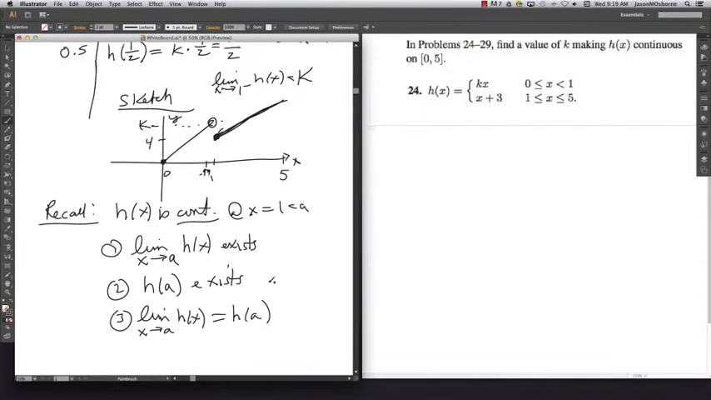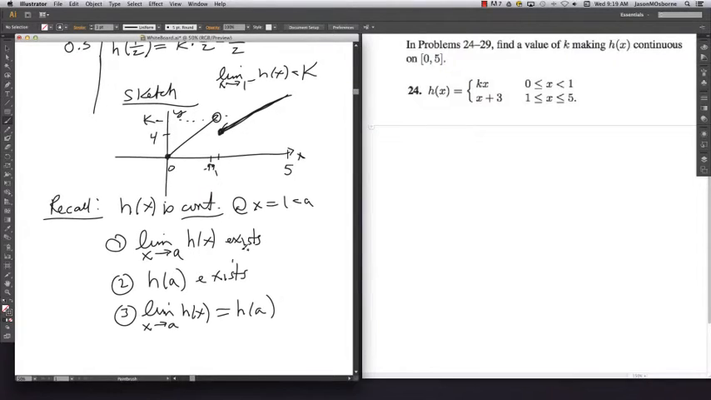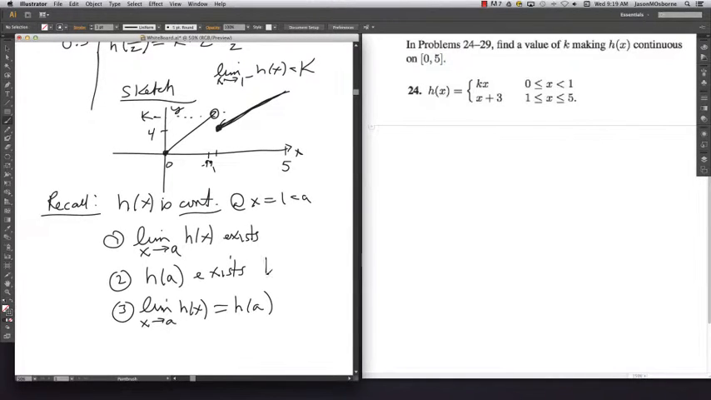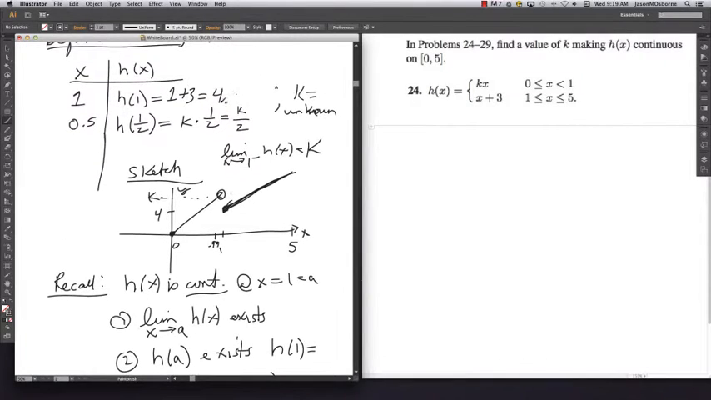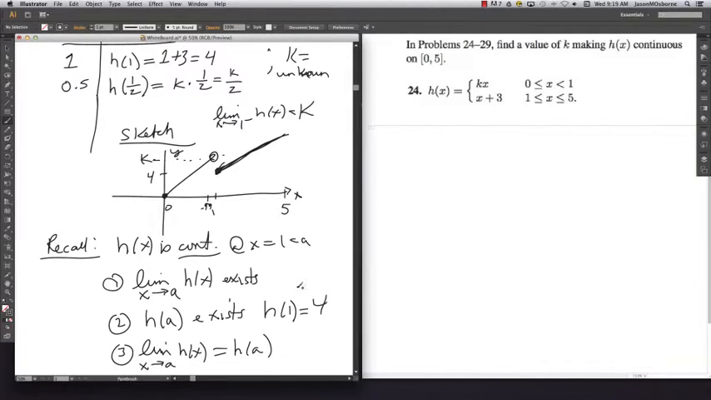So let's go through here and check this. We're trying to figure out what value of k makes this function continuous at 1. Clearly this function is continuous everywhere except at 1. So we need to figure out a way to make this continuous at 1. So h of 1 we decided did exist, and it was a function value of 4. h of 1 did exist.